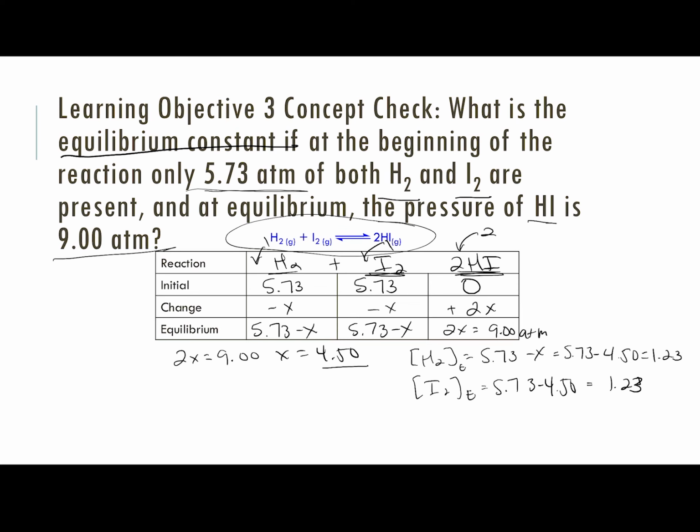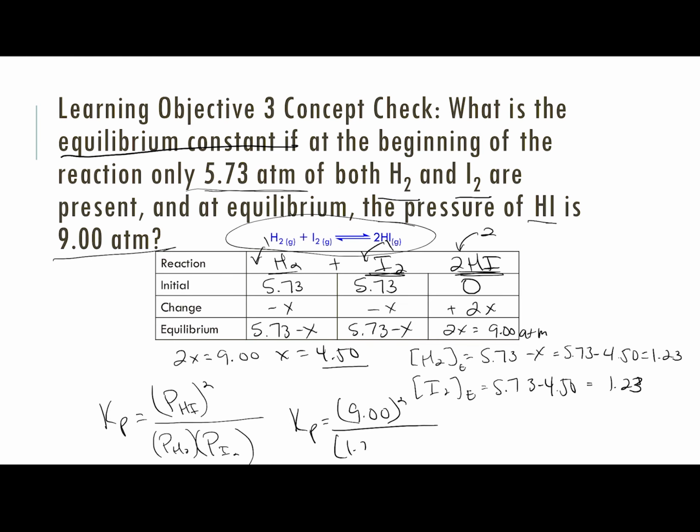We can then put all of this into our Kp expression to solve for Kp. So we have our partial pressure of HI squared, because it has a stoichiometric coefficient of 2, our partial pressure of H2, and our partial pressure of I2. Our Kp in this case would be 9.00 squared divided by 1.23 times 1.23, and when we multiply all this out, we get a value of 53.5 as our Kp value.